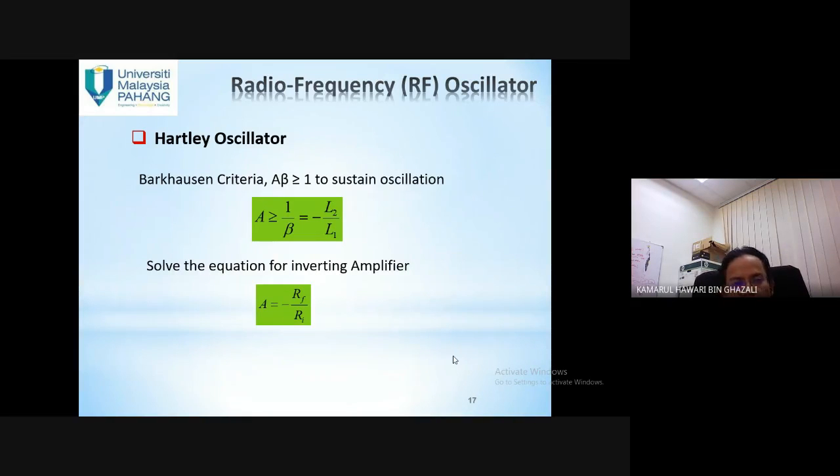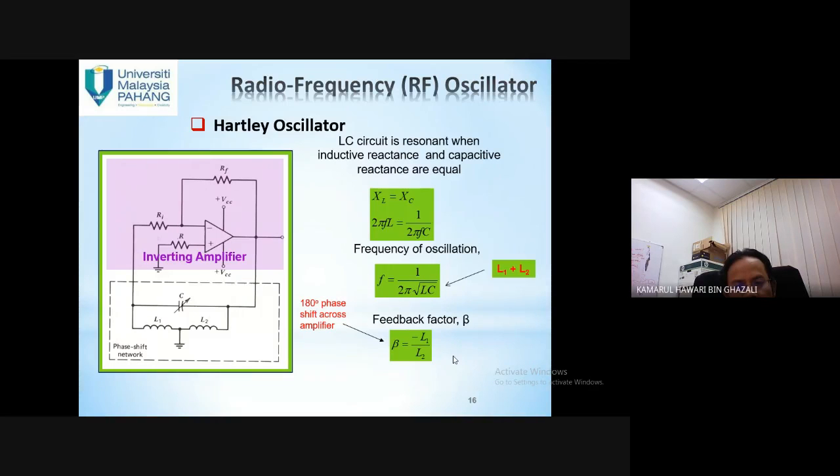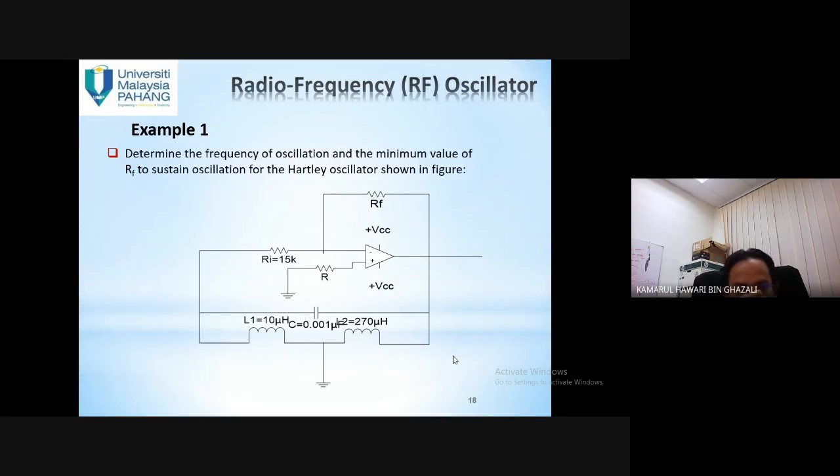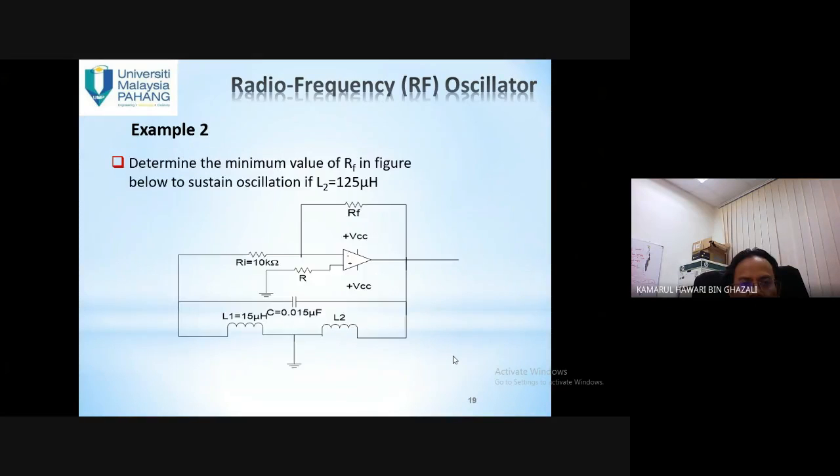For the Hartley oscillator, the Barkhausen criterion requires A beta greater than 1 to sustain oscillation. By solving the equation for the inverting amplifier, you will get A equals negative RF divided by RI. So this is example 1. Let's look at example 1 and determine the frequency.